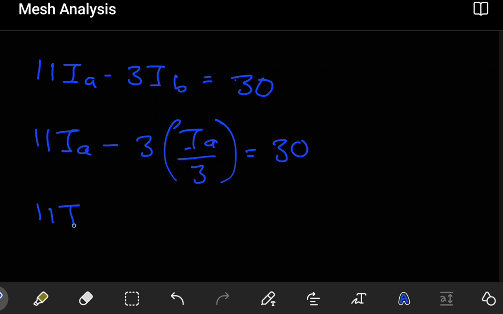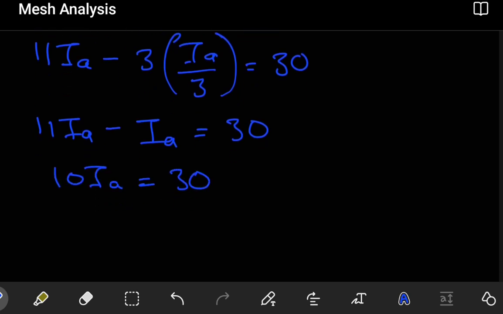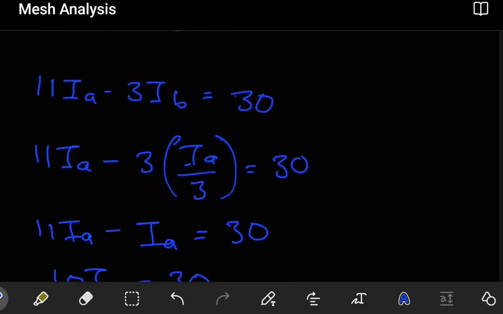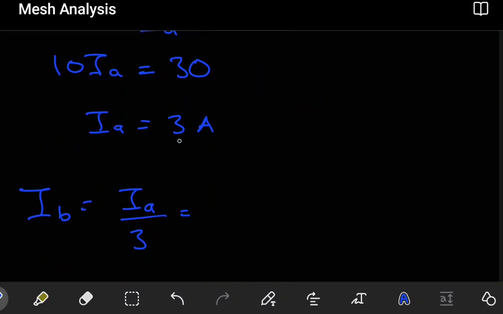And if we do that, what we're going to have is 11 IA minus 3, where there's IB, we'll put IA over 3, is equal to 30. So this is 11 IA minus the 3 will cancel, so that's minus IA is equal to 30. And then you have 10 IA is equal to 30, and IA will be equal to 3 amps. That's mesh current A. Then having found that, we can get IB. IB was equal to IA over 3. So our IA is 3, so this becomes 3 over 3, which is just equal to 1 amp. So our IB is 1 amp.